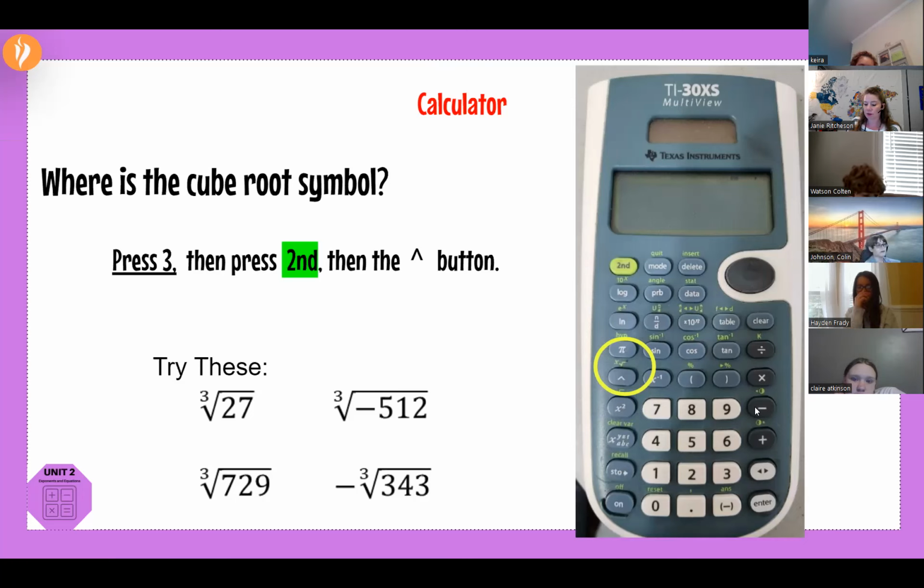All right, who knows? Mine was just acting funky. Okay, so you got it then? All right, who can tell me the cube root of 729?